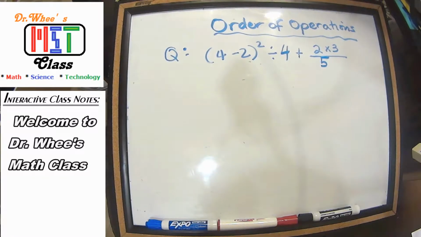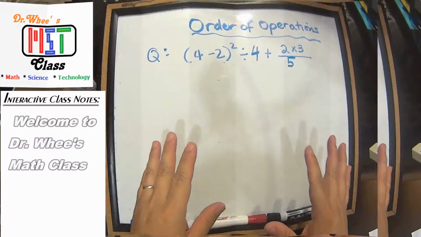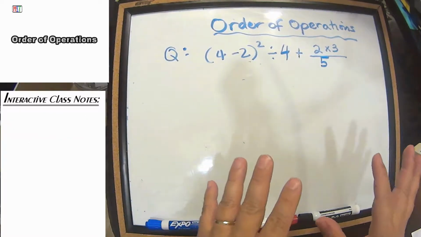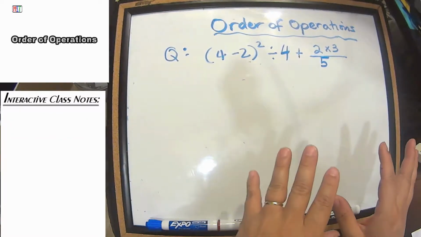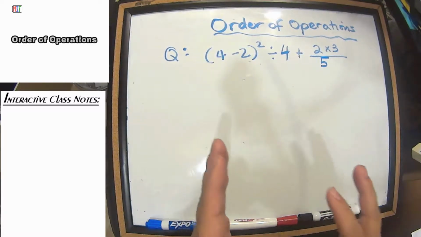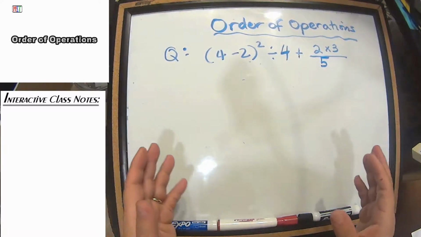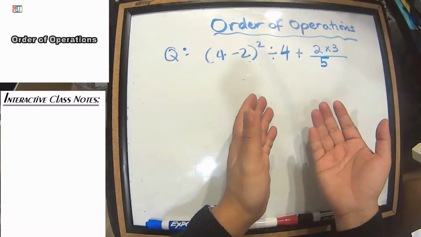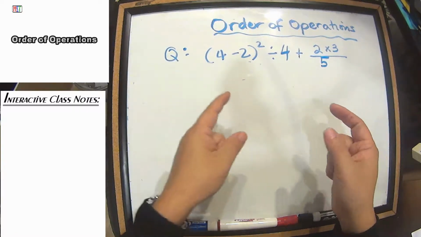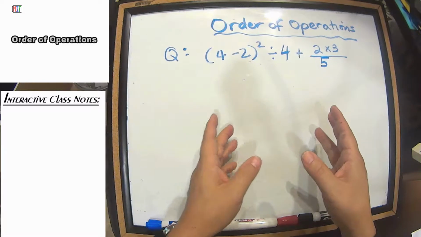Alright, I have a question here to do. Now in order to do this question, I need to follow a set of rules in order to get it correct. This rule is called order of operations. What it means is that if you look at this question here, we have a bunch of expressions or operators that we need to do.